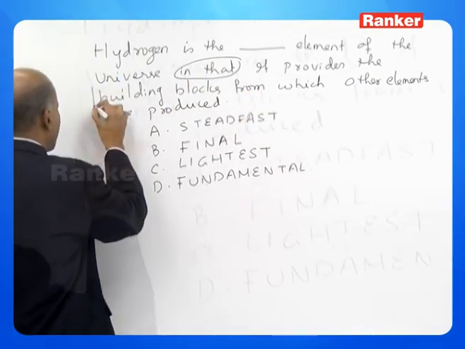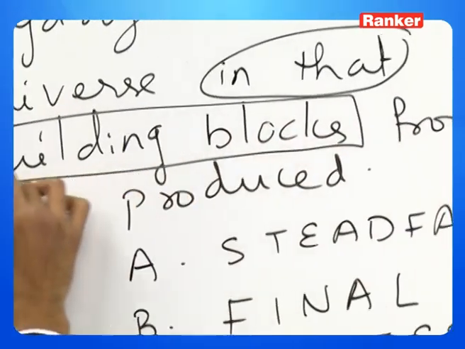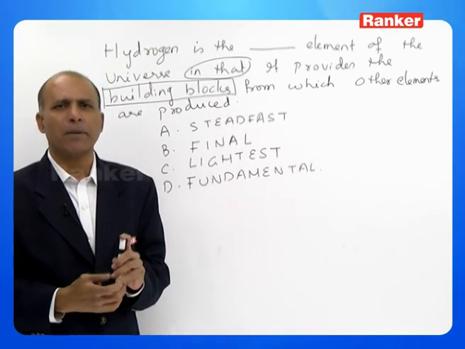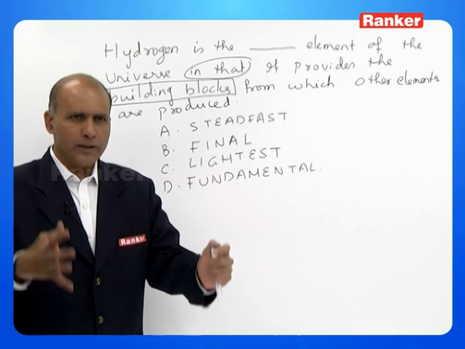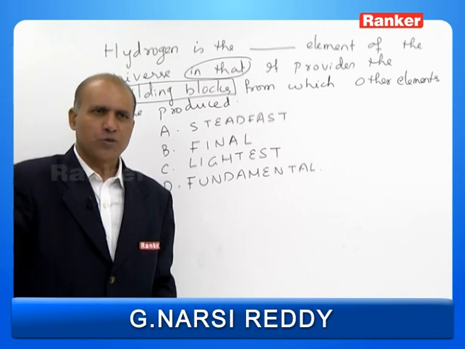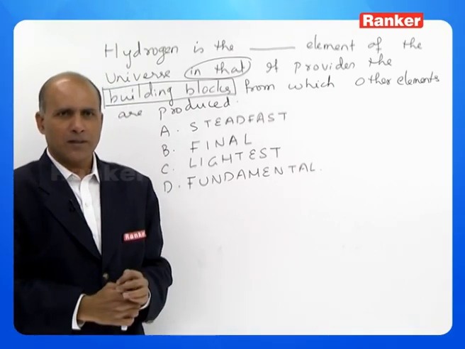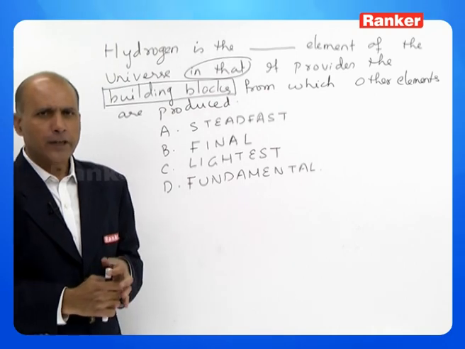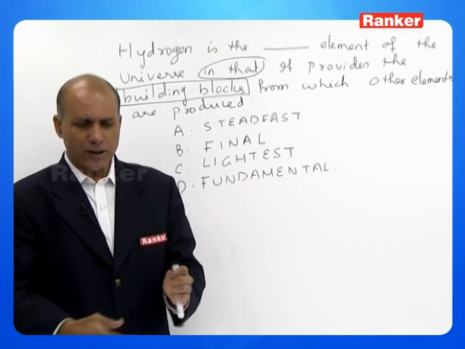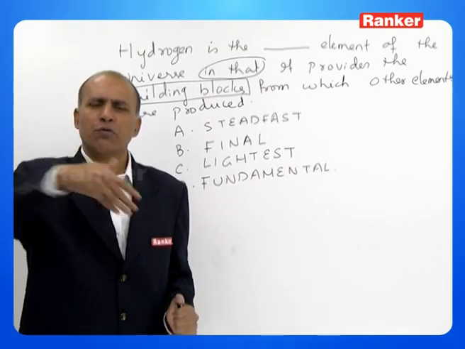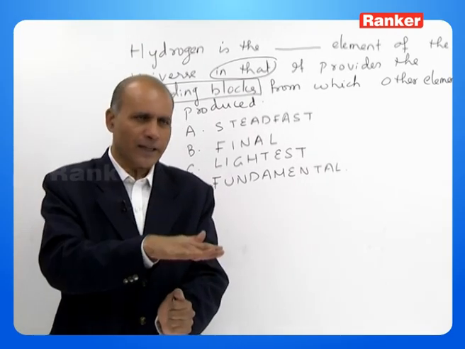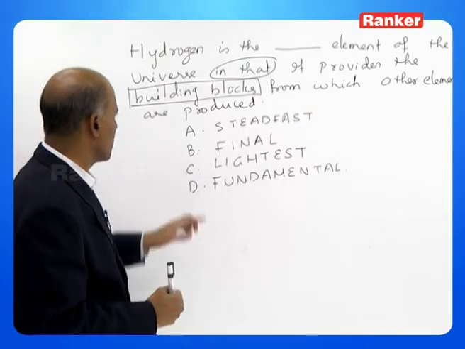The entire sentence is dependent on this clue or keyword called building blocks. Hydrogen provides the building blocks from which other things are produced. So hydrogen is the dash element. If something is the building block, education is a dash quality because education is the building block for any future success. That means what? What is building block? Foundation. Anything that is basic. From that other things come.